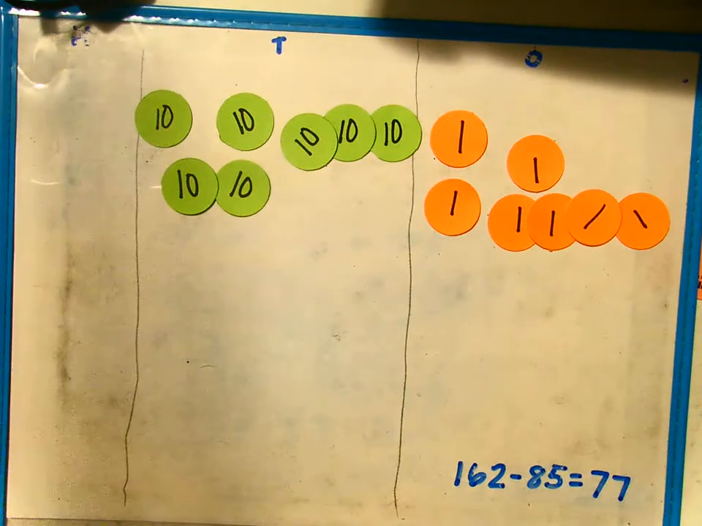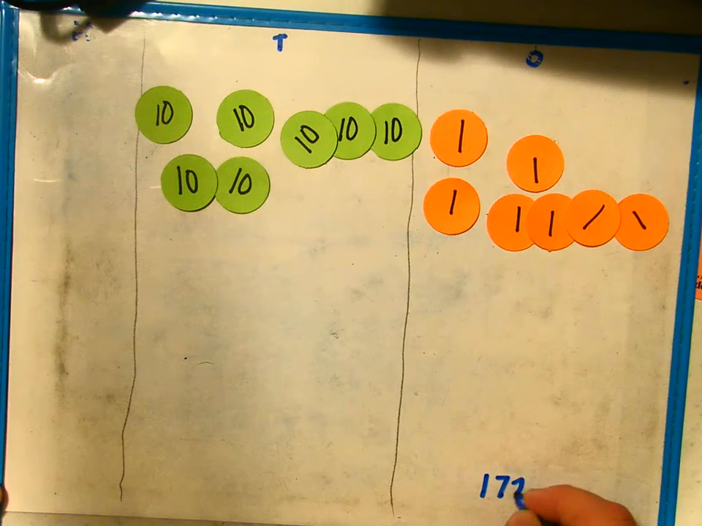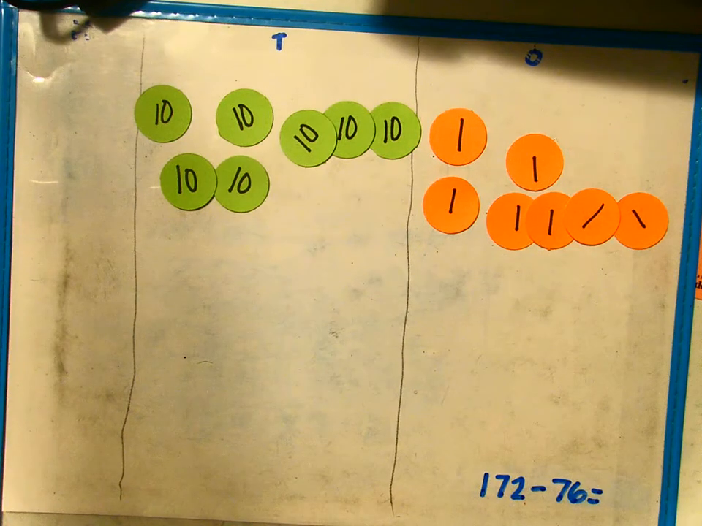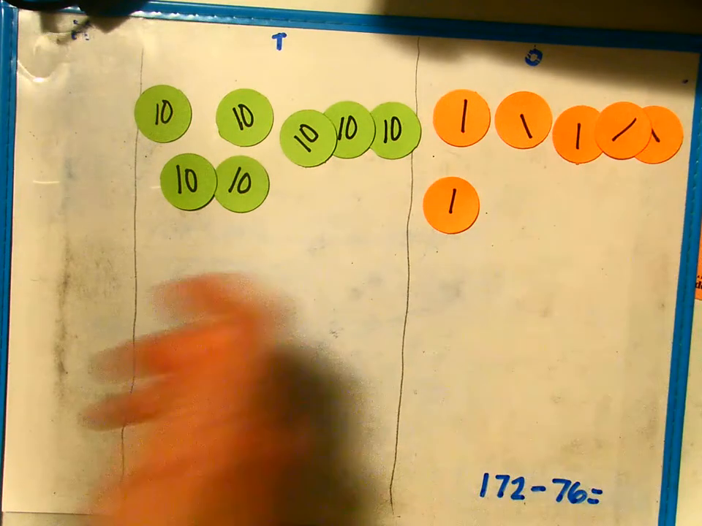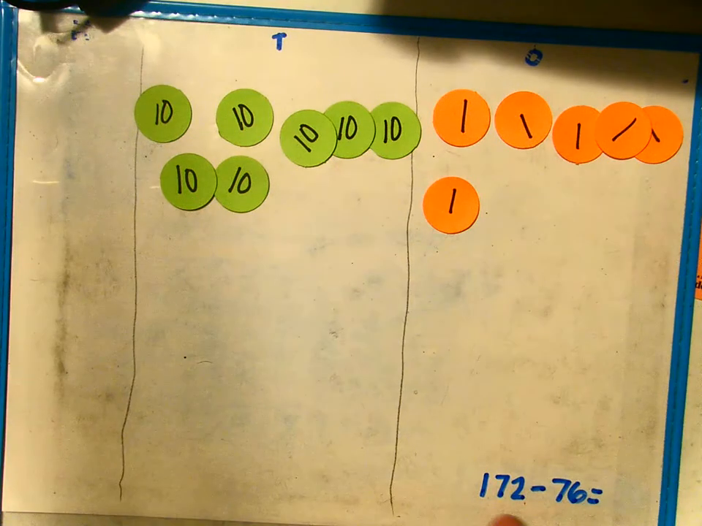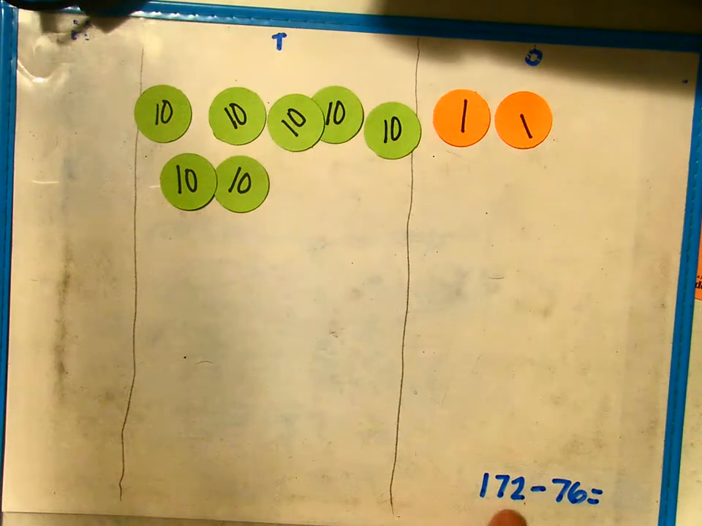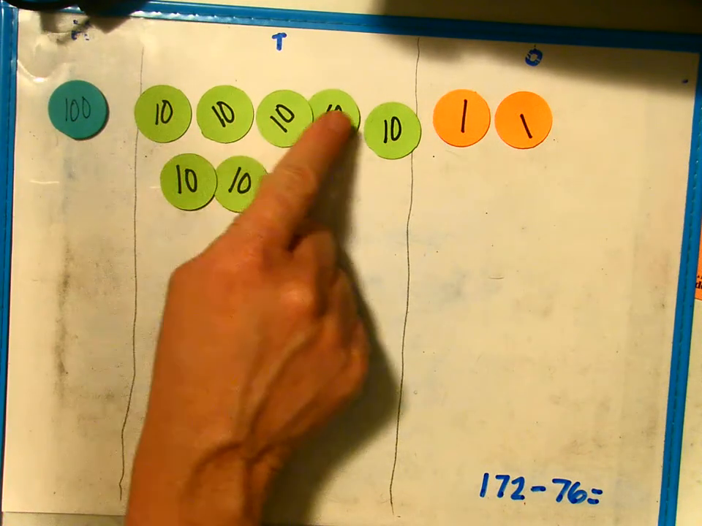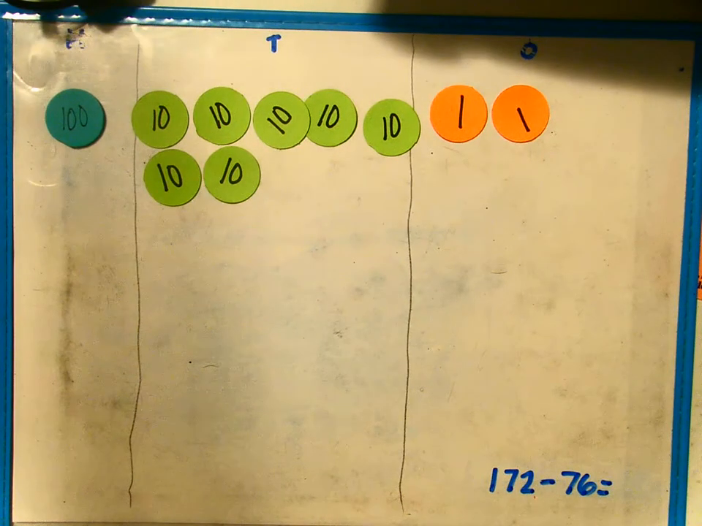Last problem we're going to do on this side, 172 minus 76. All right, so I need 6 of these. Feels like cheating. And I need, oh wait, no, that's how many we're taking away. I only need 2 of those. I need 7 tens and I need 100. So you don't necessarily need to clear them all off every time. You can use what you have left to make your next number.